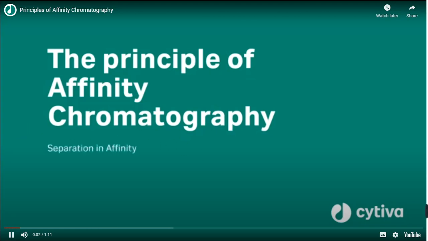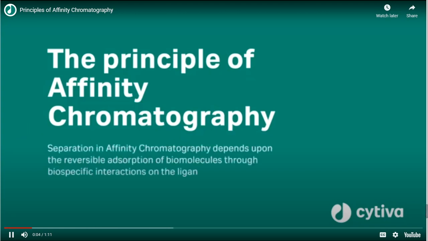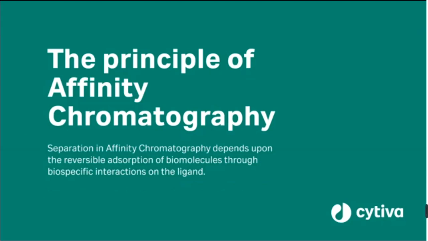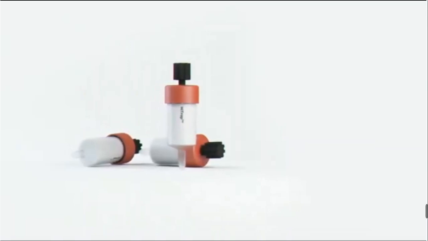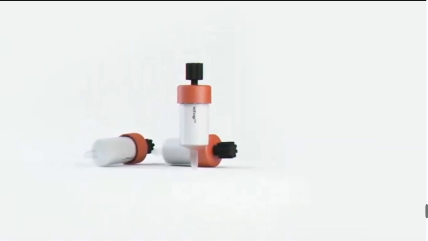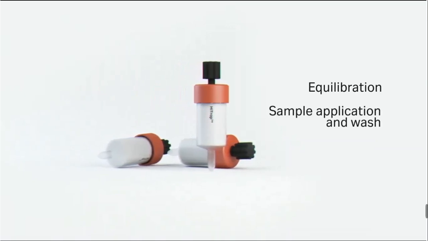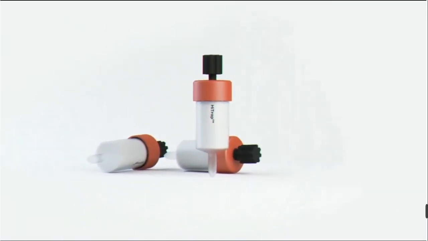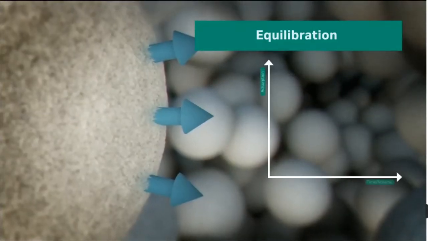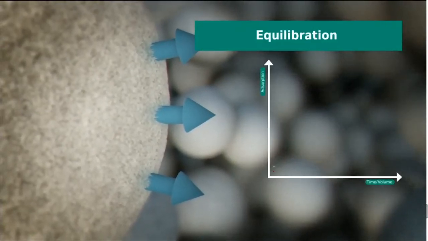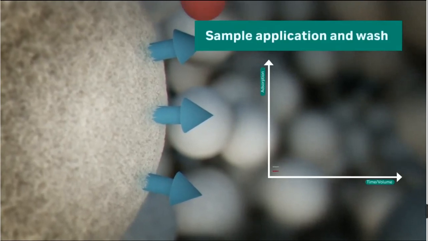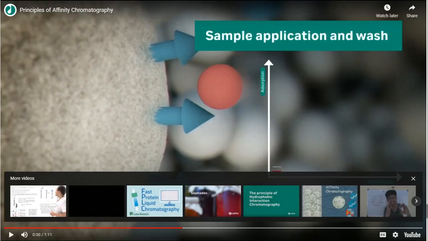Separation in affinity chromatography depends upon the reversible adsorption of biomolecules through biospecific interactions on the ligand. Most affinity chromatography experiments are performed in three main stages: equilibration, sample application and wash, and elution. The first step is the equilibration of the stationary phase to the desired start conditions. The second step is sample application.